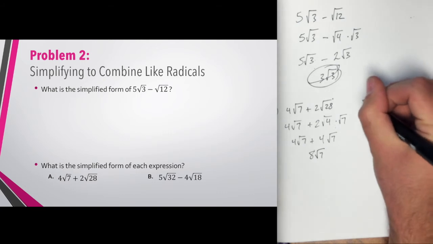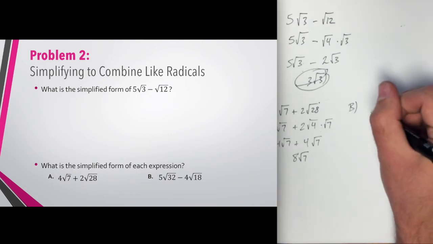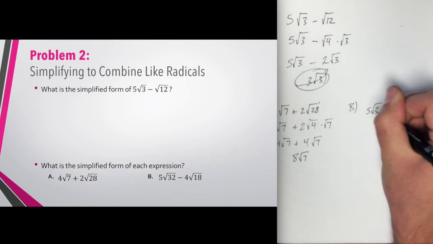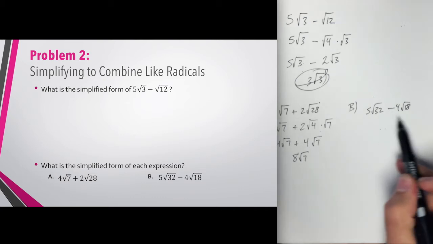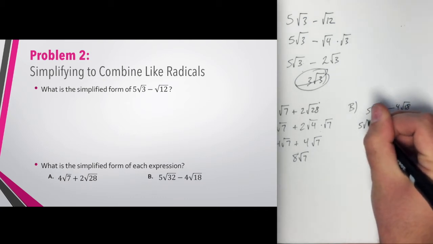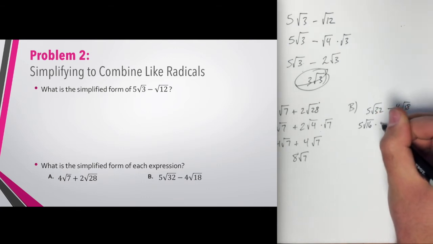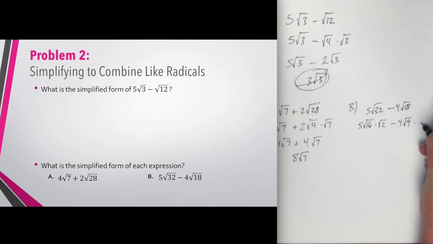On letter B, notice there's actually 2 things we can simplify in this one. So 5 square roots of 32 minus 4 square roots of 18. Neither of these have a perfect square root, so we need to simplify them. This one would be 5 times the square root of 16 times the square root of 2 minus 4 times the square root of 9 times the square root of 2.